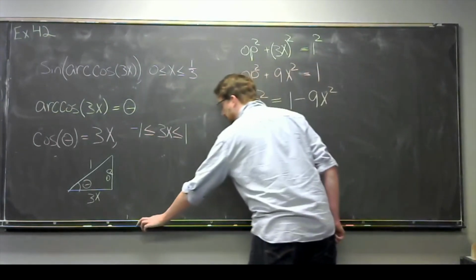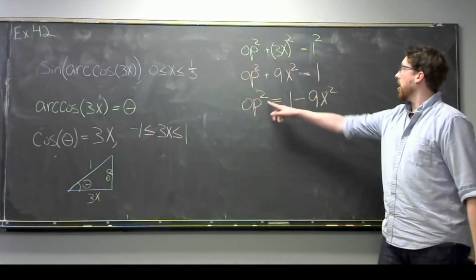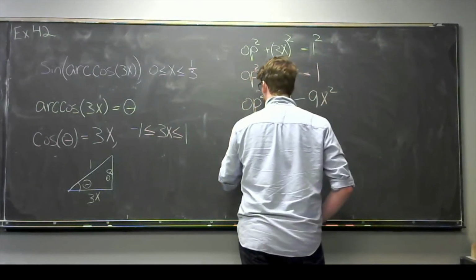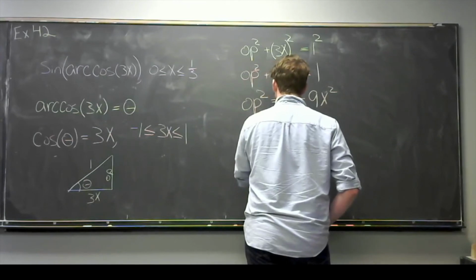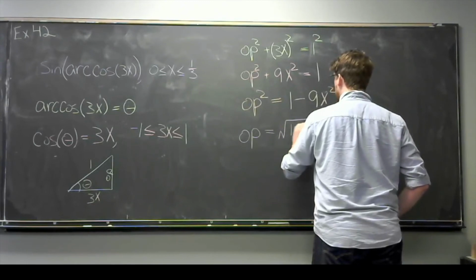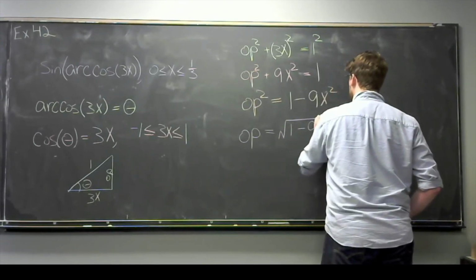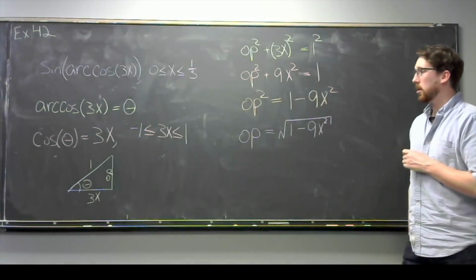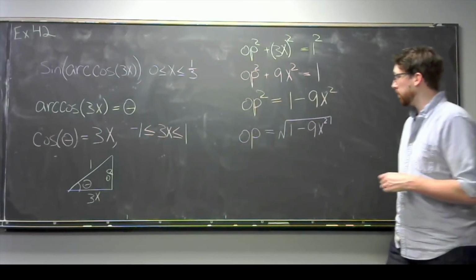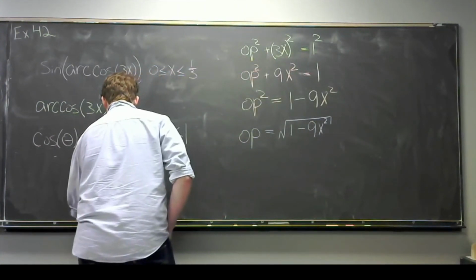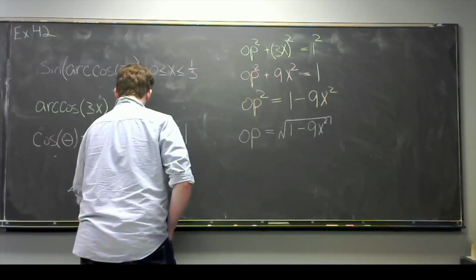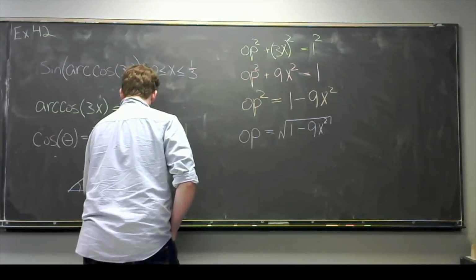From here, we apply the square root. OP is equal to the square root of 1 minus 9x squared. So we just found the length of the opposite edge. It is the square root of 1 minus 9x squared.